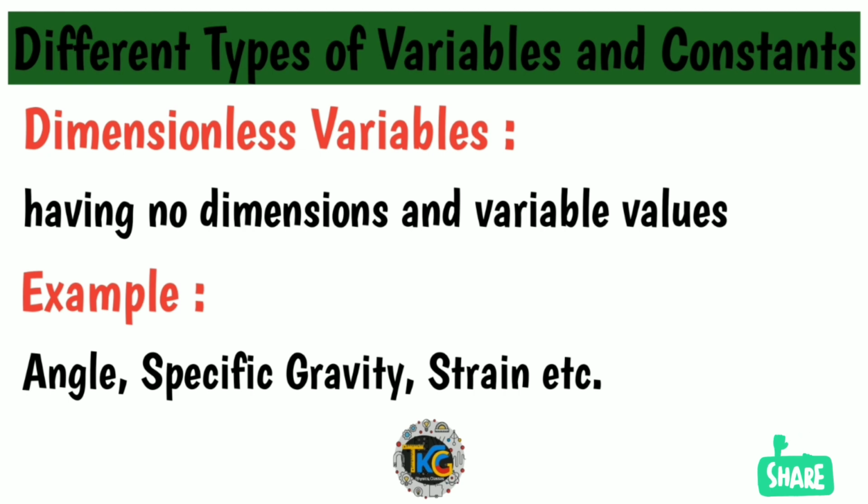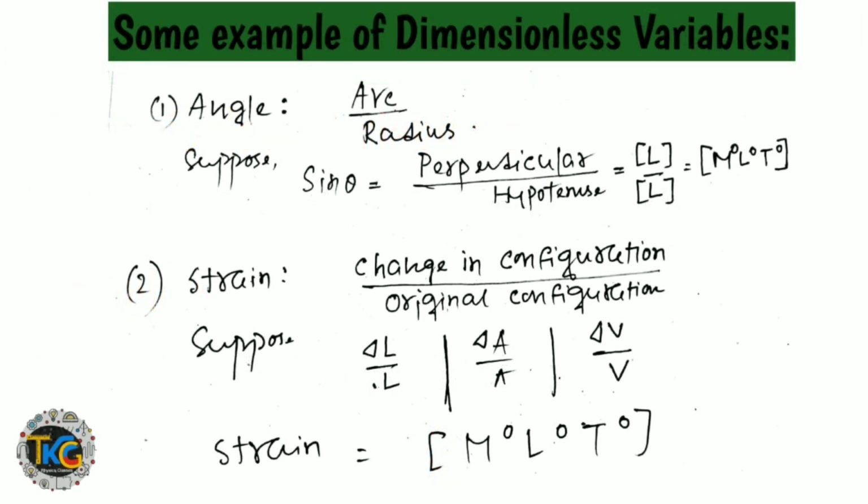Now the question is why. Suppose angle. Angle means arc by radius. Now arc means length, so its dimension is L, and radius also means length, so its dimension is also L. So L by L gives dimension L to the power 0, and there is no function of M and T, so the powers of M and T will also be 0. Then the dimension of angle will be M^0 L^0 T^0. So it is dimensionless.